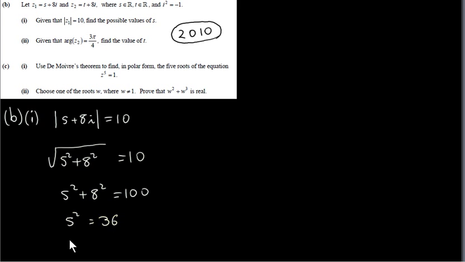So we want to get the modulus of z1. z1 is s plus 8i, and we know that that's equal to 10. Well, that's the square root of the real part squared plus the imaginary part squared. So we just square both sides of this and we get s squared plus 8 squared equals 100. S squared is 100 minus 64, which is 36. The square root of 36 has two values, either plus 6 or minus 6.